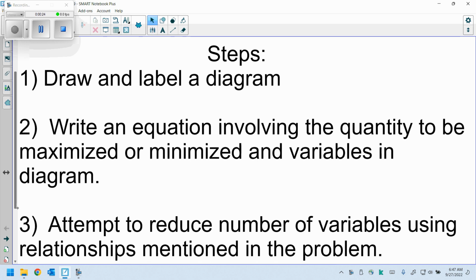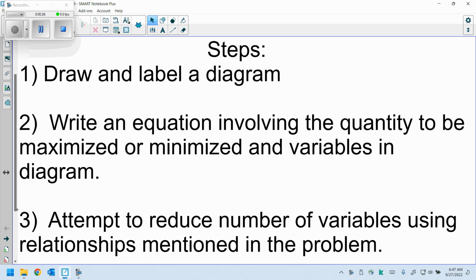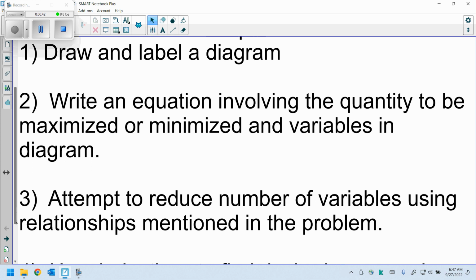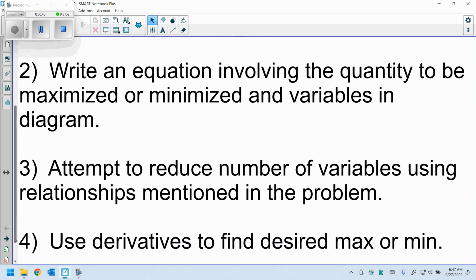So our steps in optimization problems: it often helps to draw and label a diagram and write an equation involving the quantity to be maximized or minimized. So if you want a maximum area, better have an area equation. You want maximum profit, better have a profit equation. Minimum distance, you want a distance equation.